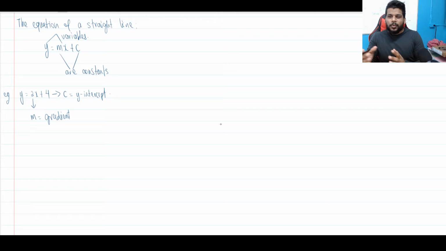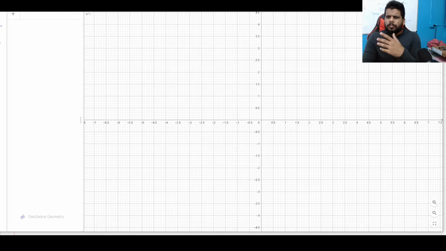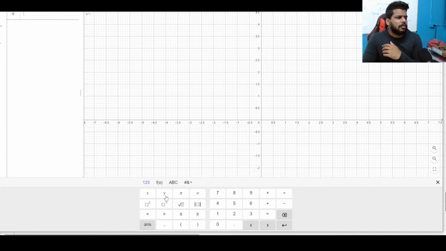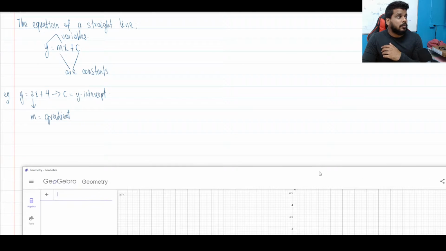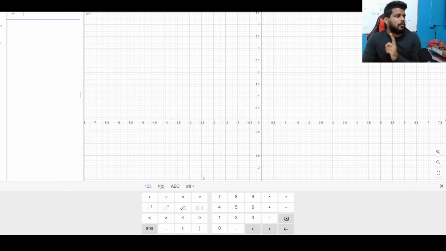Now, we know that the gradient has a formula to calculate, and the y-intercept is just where the line cuts the y-axis. So let me just draw it now and see what happens. Every equation that has an x and a y in it possibly could be drawn on a graph. So let me check and see. We had y = 2x + 4.